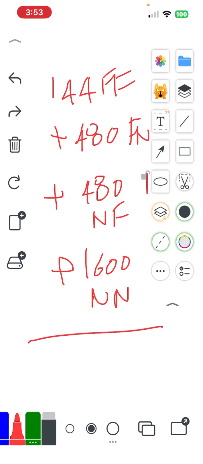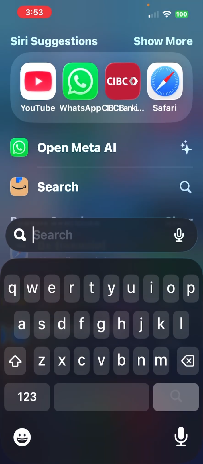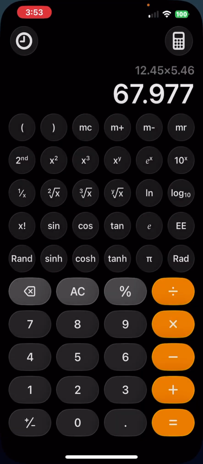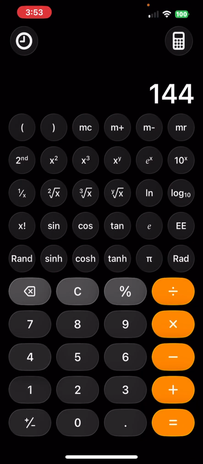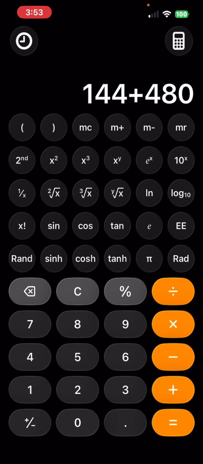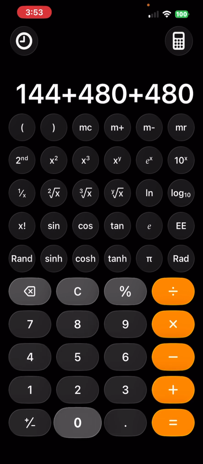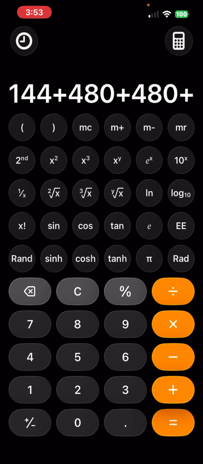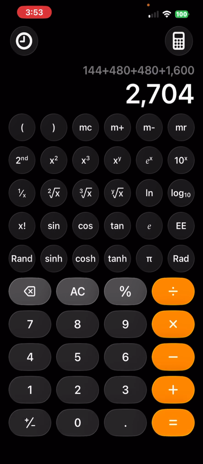Now all divide by whatever your denominator is, so we can do the math over here. So your total over here will be 144 plus 480, plus 480 plus 1600. So a total of 2,704 cards.